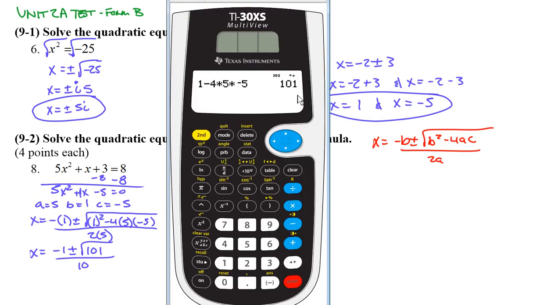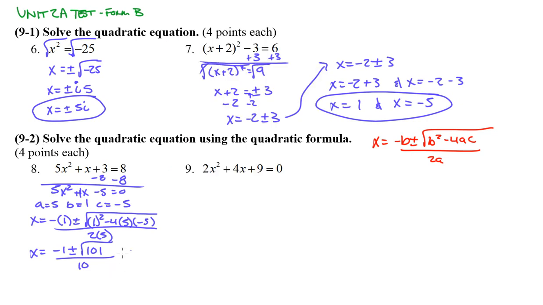Okay, so we can check and see if 221 simplifies at all. Do second, square root, 221, push equals, and as you can see this does not simplify, so we leave it like this.